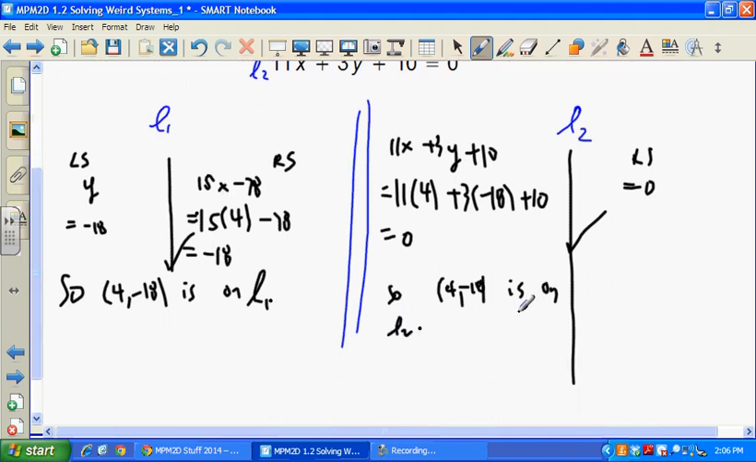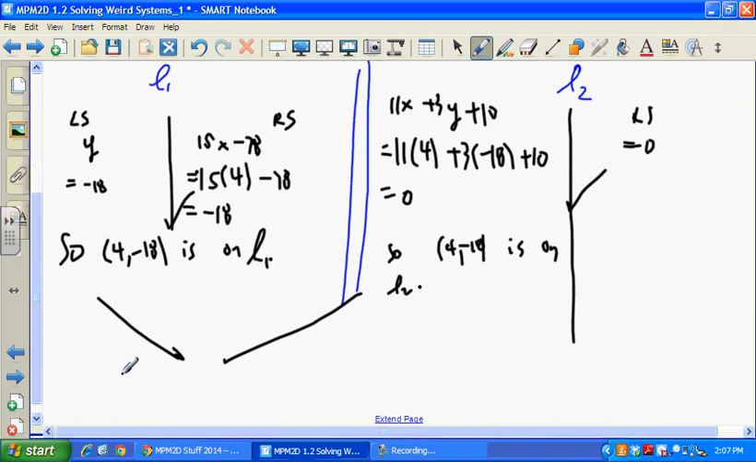So I put those two facts together. It's on L1 and L2, and then those two things together tells me that it's a solution. Therefore, 4, negative 18 is a solution to the system.